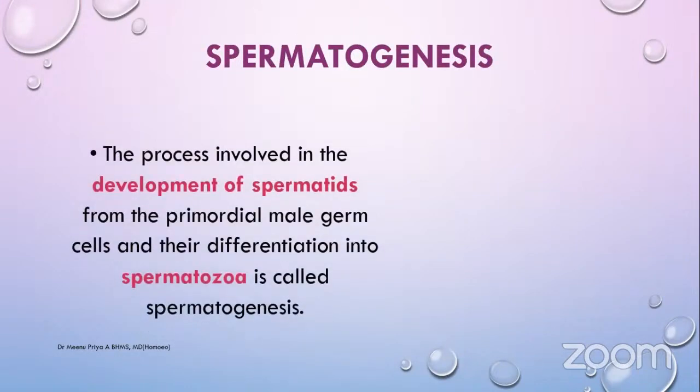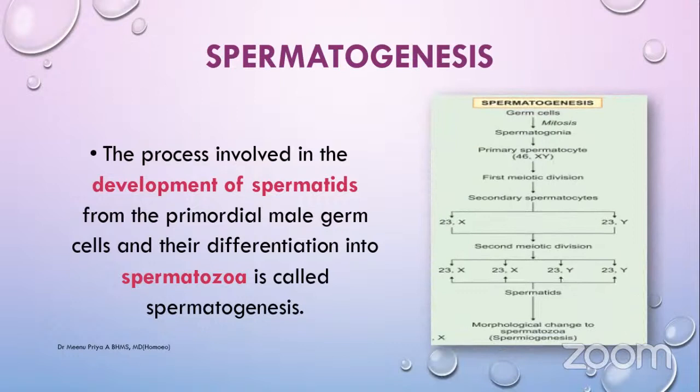The definition goes like this: the process involved in development of spermatids from the primordial male germ cells and differentiation into spermatozoa is called spermatogenesis. So here, if we saw oogenesis, it was just maturation and formation of ova. But here first spermatid should be formed, developed, and then differentiated into spermatozoa, and only then can this go into fertilization. So we'll see what is the process of spermatogenesis.